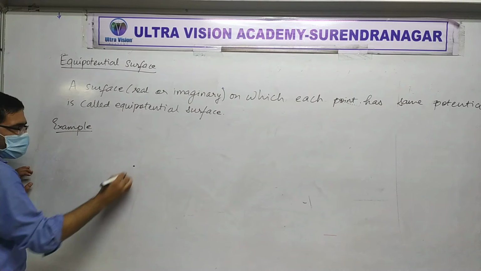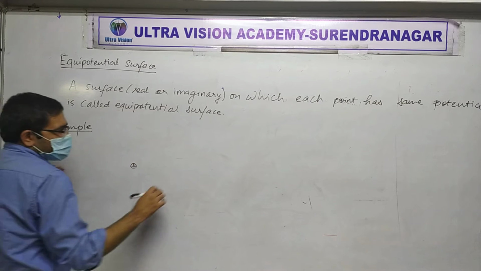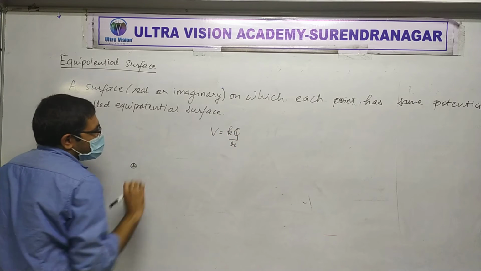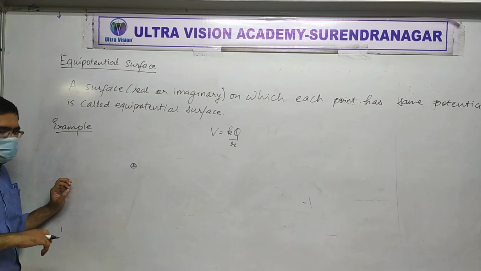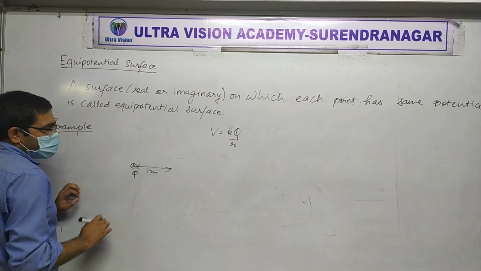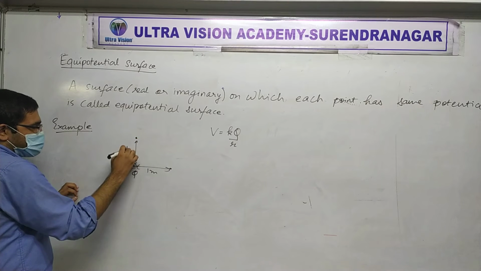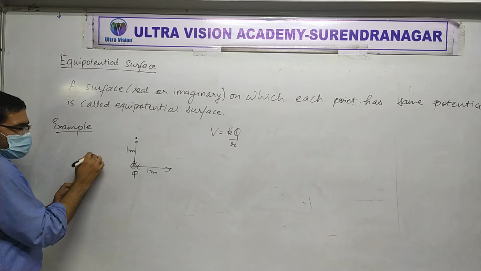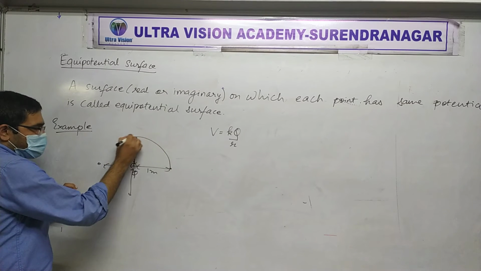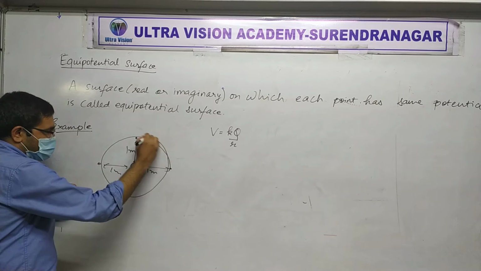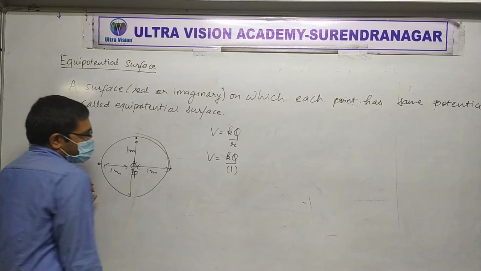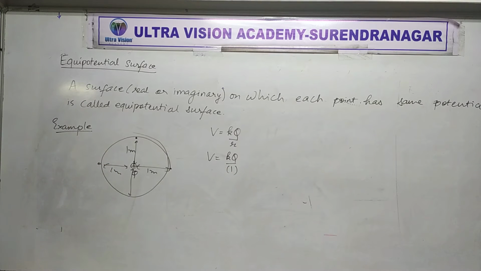Suppose there is a point charge, positive, let's say. Then potential due to a point charge is kq by r. Does it depend on direction? No. So if you take 1 point at 1 meter from this charge on this side, similarly 1 point here at 1 meter on this side, and so on, we can have a collection of points, all of which have the same potential, that is k into q divided by 1. Yes or no?